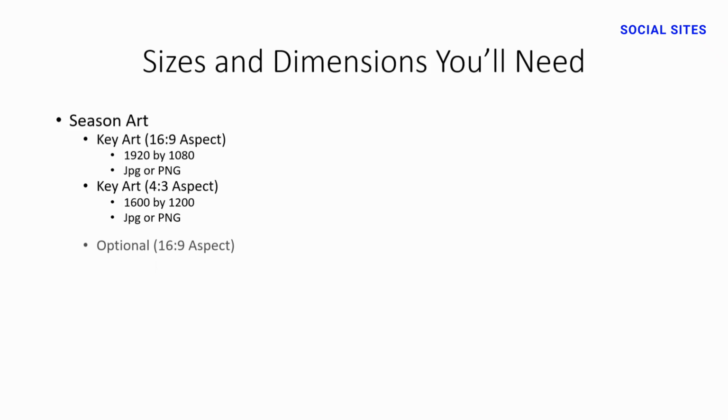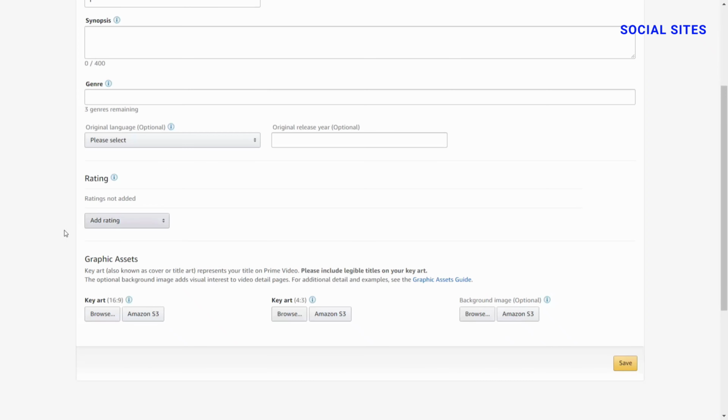And there is an optional file that you'll want to upload that's a 16:9 aspect ratio. It's 1920 by 1080, JPEG or PNG, and this is going to be a background image. It's only going to appear on the devices in order to convey mood. And you'll see the request for the 3 of these when you are uploading your image. You'll see one here in the key art area as well as the background image.